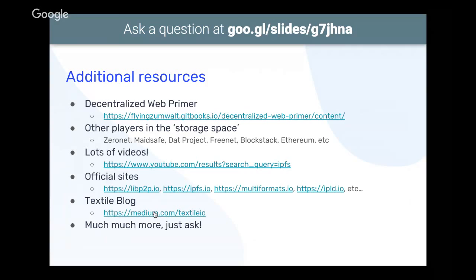So far, we've talked mostly about IPFS. We will mention some other projects in the decentralized web storage space, things like ZeroNet, MaidSafe, the DAT project, Freenet, Blockstack, a little bit of Ethereum. We will talk about these things throughout the week, just to give you a flavor for what this space looks like. Again, we'll be providing videos and links to some of the blogs for these projects.